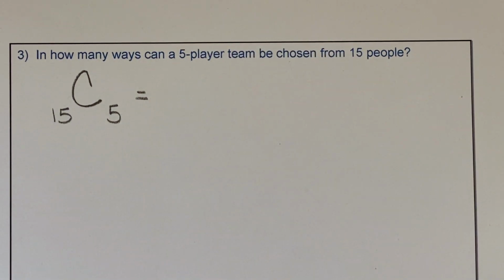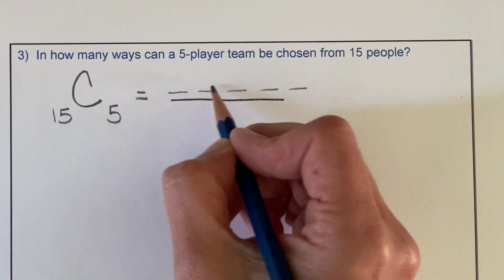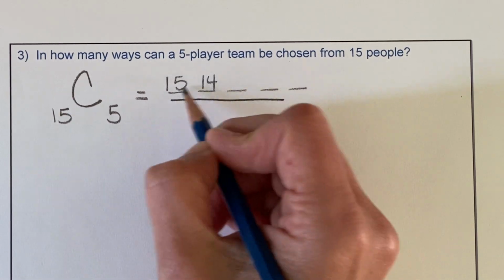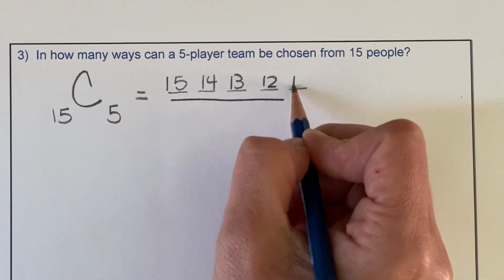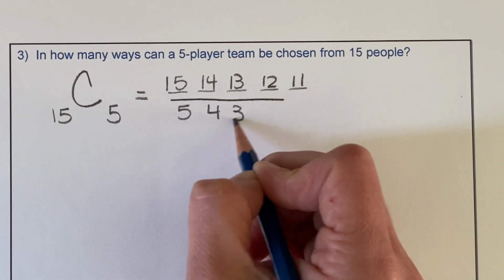Notice that I have my calculator here. I haven't used it yet. I might use it, but whether I use it or not, I still want to see this work. Some of you are handing in work and not getting credit because you're not showing me the work that I'm asking you for. So I have 5 players. 1, 2, 3, 4, 5. I have 15 to choose from. 14, 13, 12, 11. Over this number, factorial.